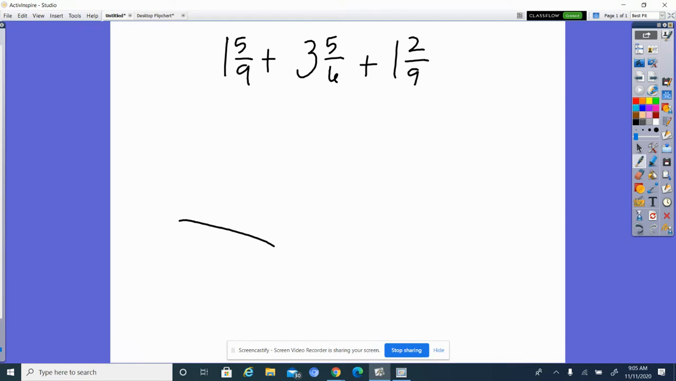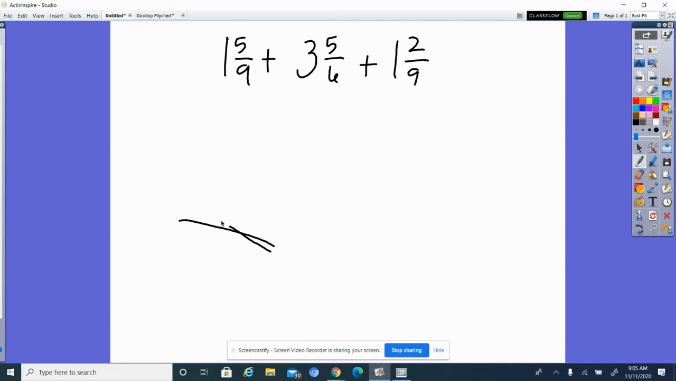Flip the page. This one just gives you a problem. It says add 1 5/9 plus 3 5/6 plus 1 2/9. Okay. It says use the commutative property of addition to put the fractions with the same denominator next to each other. So our commutative property tells us we can do what? What does commute mean? To move. So I can move these around.